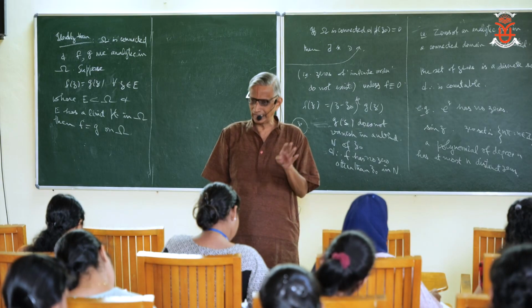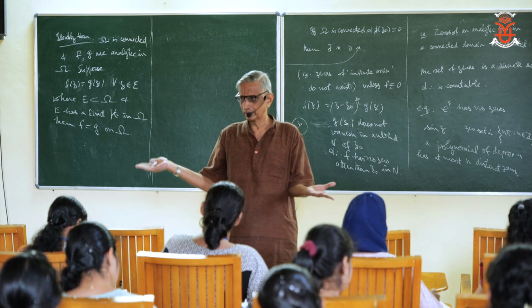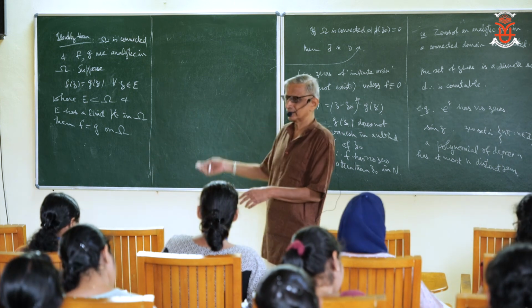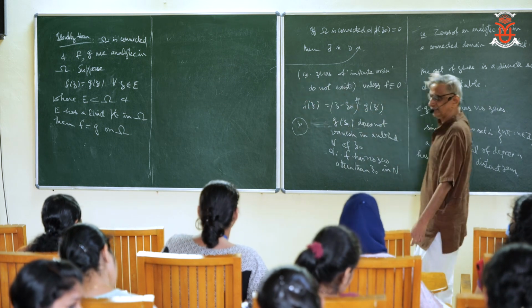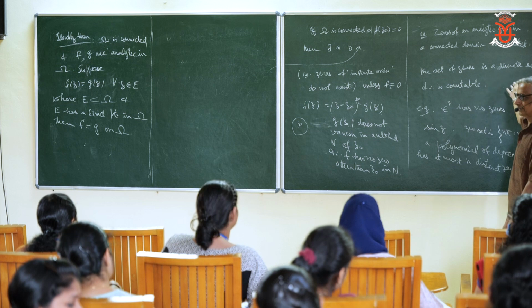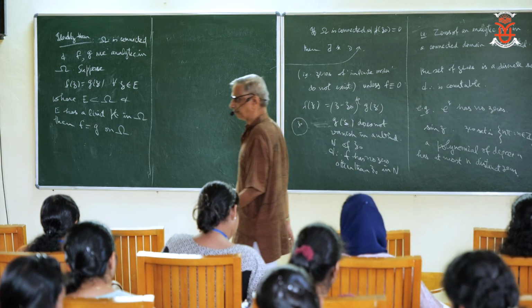Two analytic functions agree on a set with a limit point, they agree everywhere. So just apply this to the function F minus G, right? F minus G is an analytic function. It vanishes at all points on a set with a limit point, so it's zero.